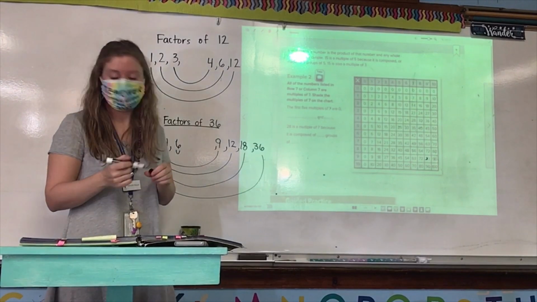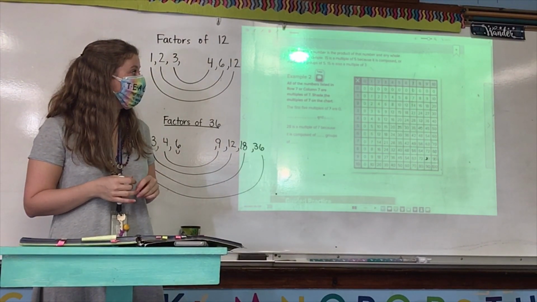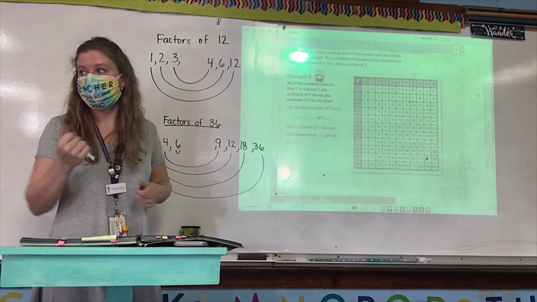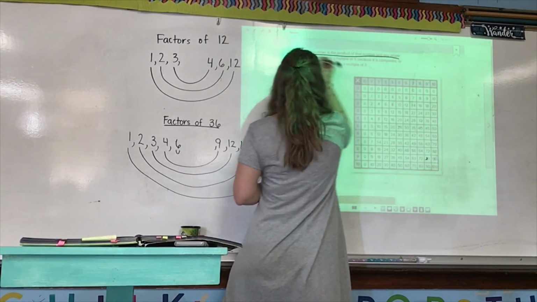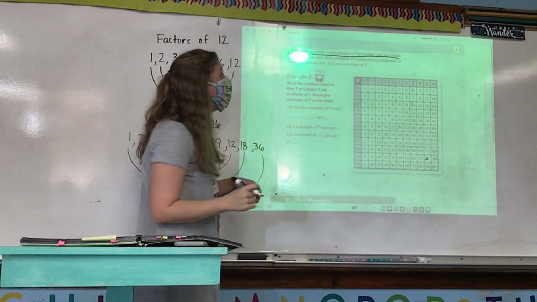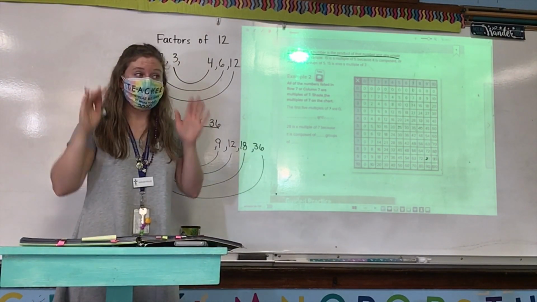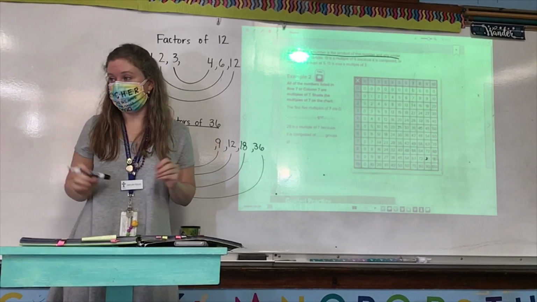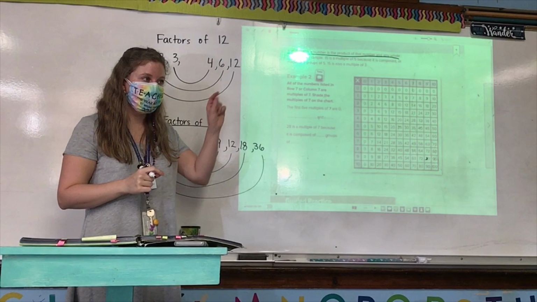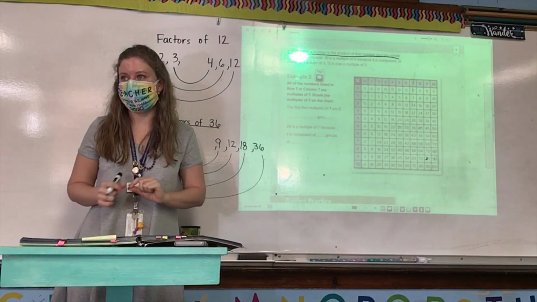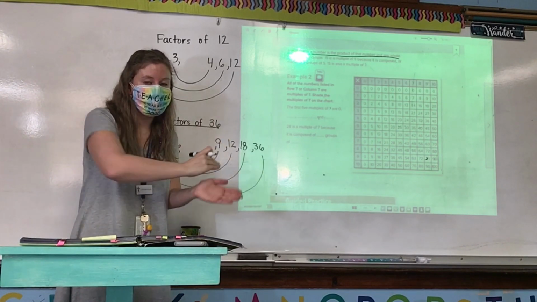A multiple of a number is the product of that number with any whole number. So a multiple of a number is the product of that number that you're trying to find the multiples for and any other whole number. So that means it's the answer when you use that number in a multiplication problem. The multiple is the answer. The factors are the parts that make up the problem.